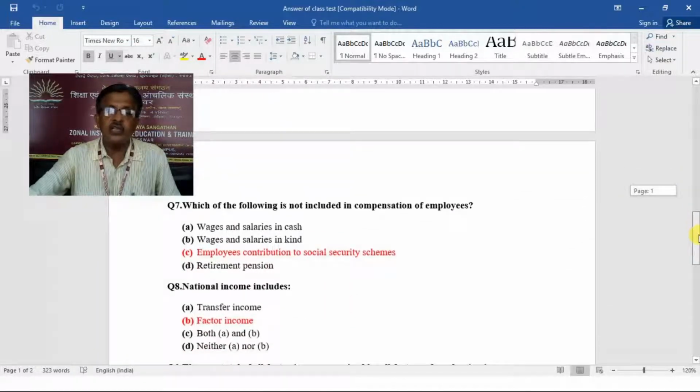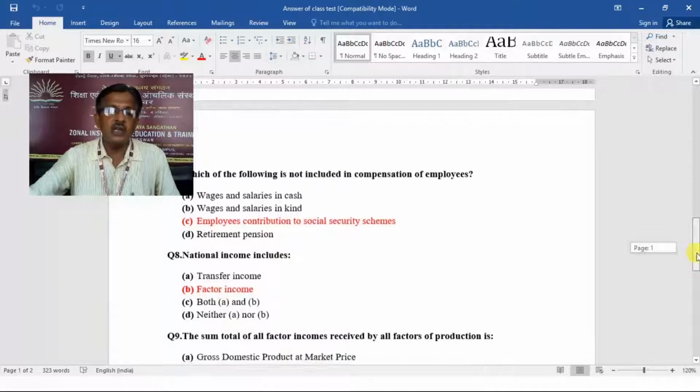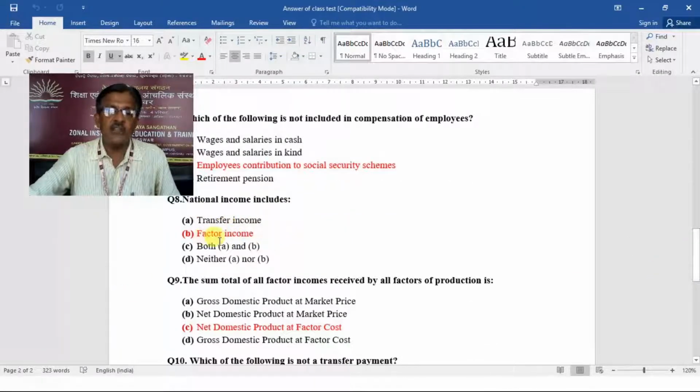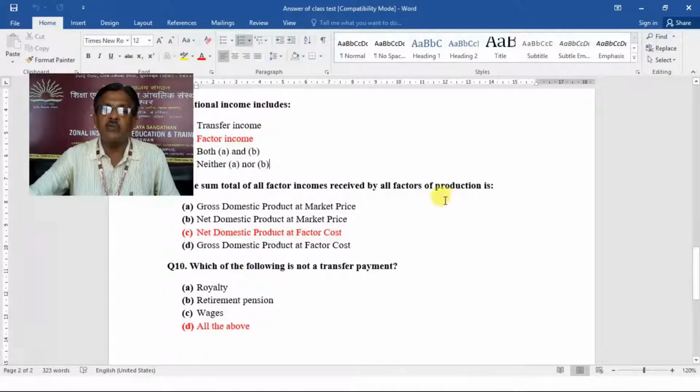Which of the following is not included in compensation of employees? Employees' contribution to social security scheme is not included in the compensation of employees. National income includes factor income. Then the sum total of all factor incomes received by all factors of production is net domestic product at factor cost. Which of the following is not a transfer payment? All the above. These are not transfer payments because they are factor incomes.